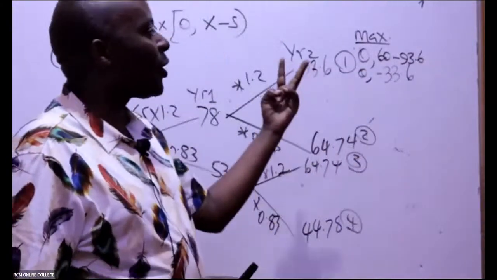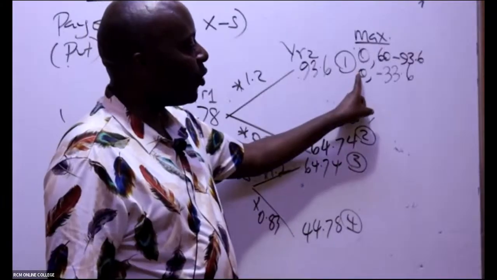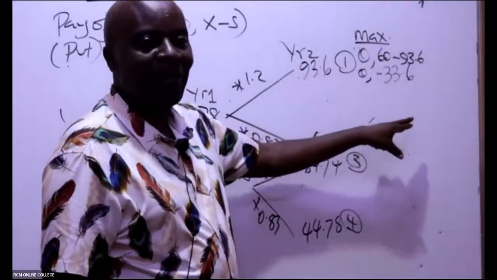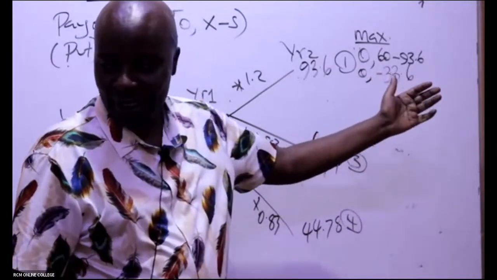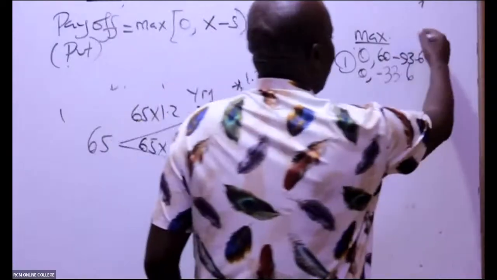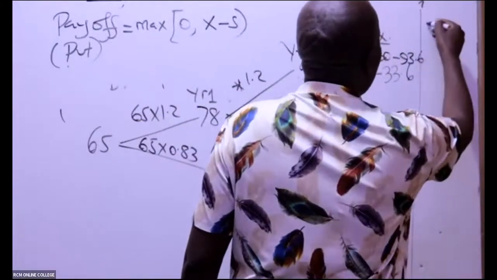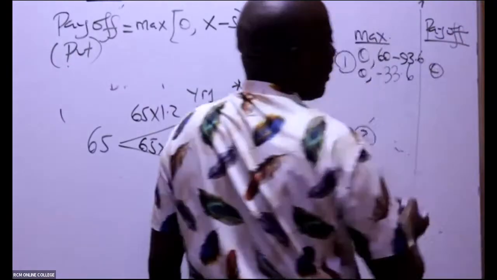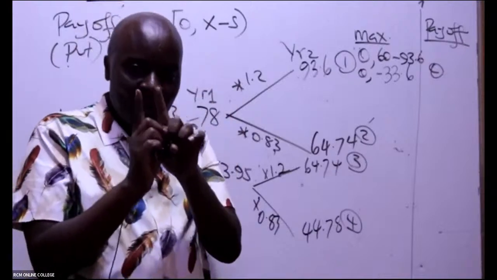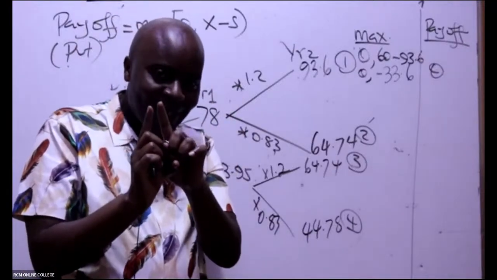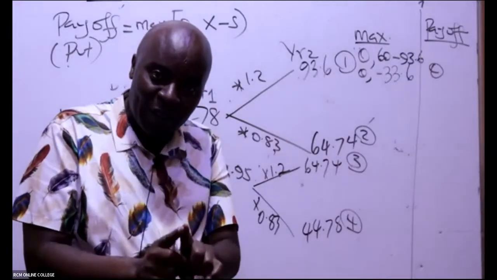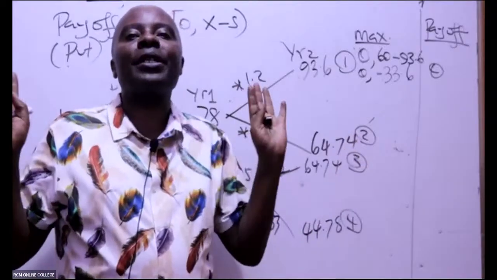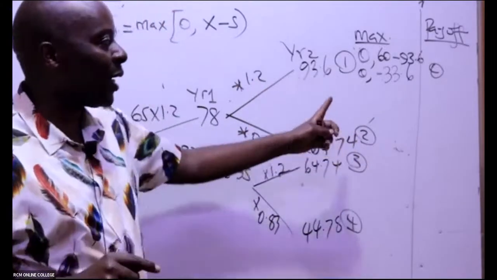So here, I'm faced with two options: either I get zero or I get minus 33.6. That's why we said you choose the maximum. What will be the payoff? I can create a column and talk of payoff. The payoff I will get will be zero, because in node 1 there is a zero and there is a loss. There is no way in options you will ever make a loss, because there is the option of bolting out, saying I won't exercise. So I will make a zero there.